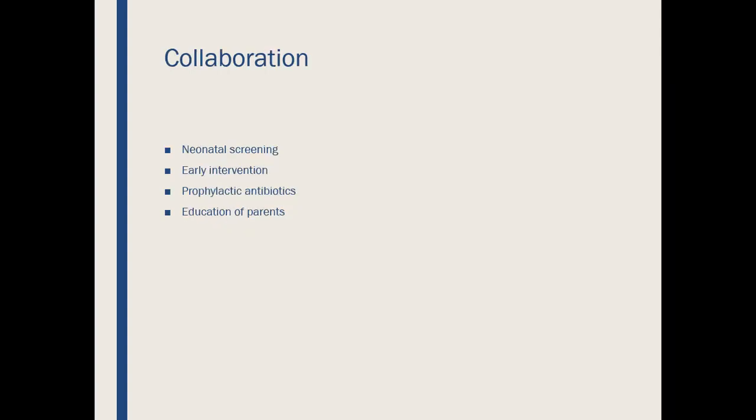Collaboration. For optimal care, they are going to need neonatal screenings, early interventions when they're having complications or they're in a crisis. They may be put on prophylactic antibiotics. Education of the parents about the disease so the kids with sickle cell disease can live into adulthood. The better their disease is controlled, the better their long-term outcome.